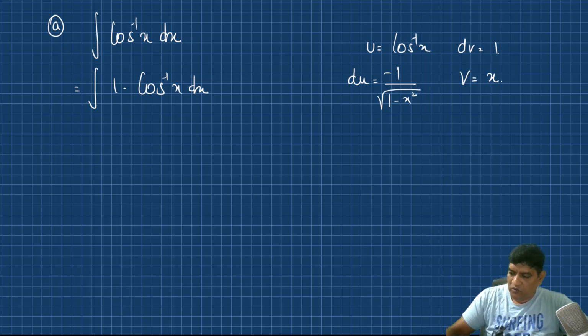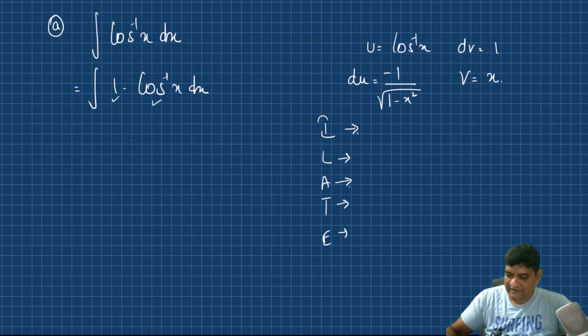Now I hope you all know what is ILATE. Depending on that, I'm going to be choosing my u. I is inverse, logarithmic, algebraic, trigonometric, and exponential. So in this I have algebraic and then inverse trigonometric. So because inverse trigonometric takes a preference, I took u as cos inverse of x.